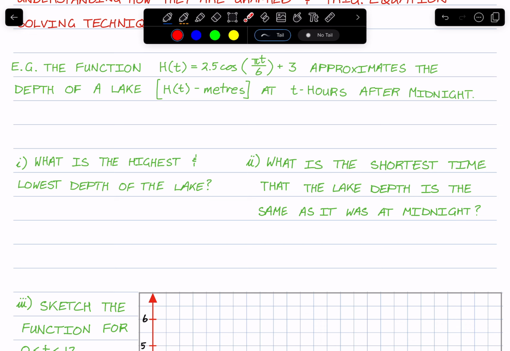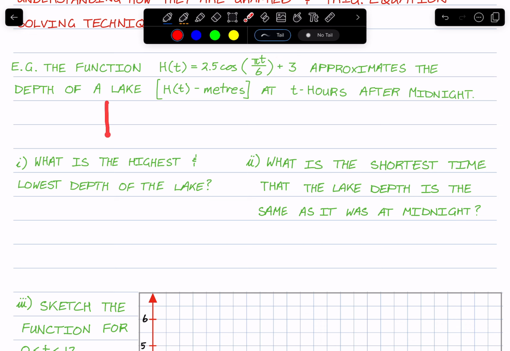The function h of t, this one here, approximates the depth of a lake in meters at t hours after midnight. So part 1, it's asking what is the highest and lowest depth of the lake. Well, this is simply just asking about the amplitude and the center of this function.